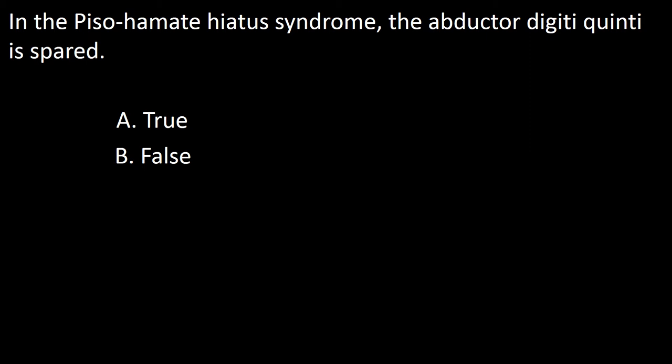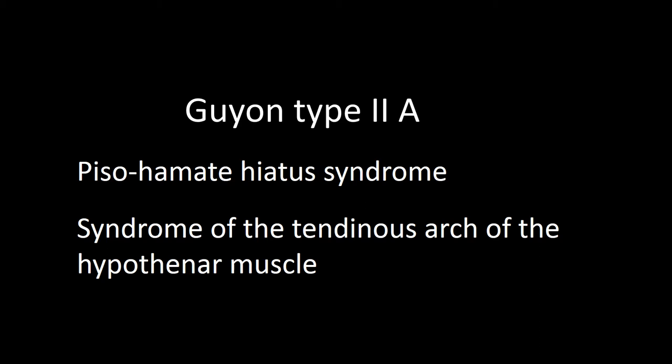Next question. In pisohamate hiatus syndrome, the abductor digiti quinti is paired. A true, B false. The pisohamate hiatus syndrome is also called Guyon 2A, or syndrome of the tendinous arch of the hypothenar muscle. This figure shows structures related to the ulnar nerve injury involved at the wrist. I have introduced these structures before, but I will do it again so we can recall them.